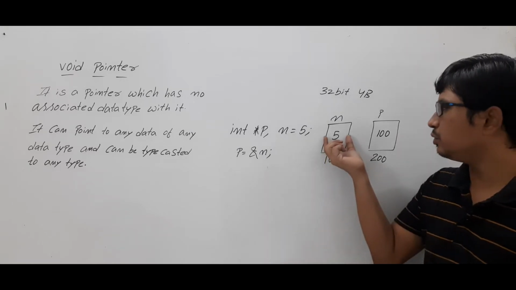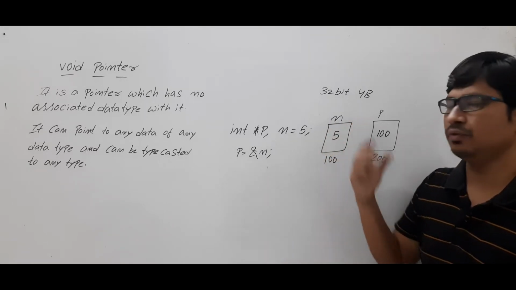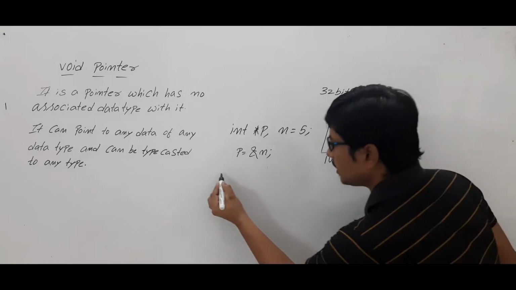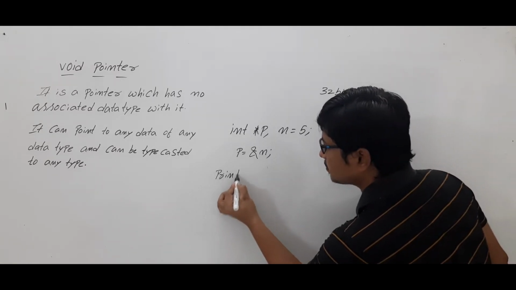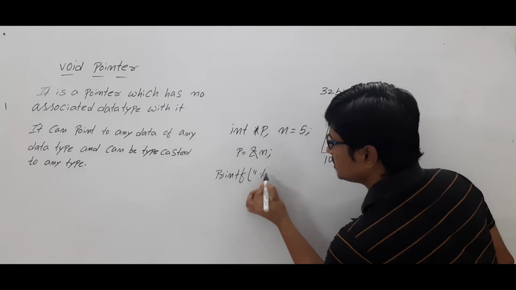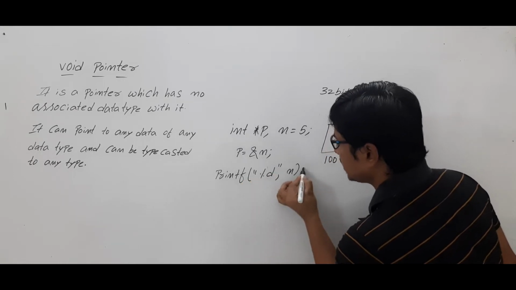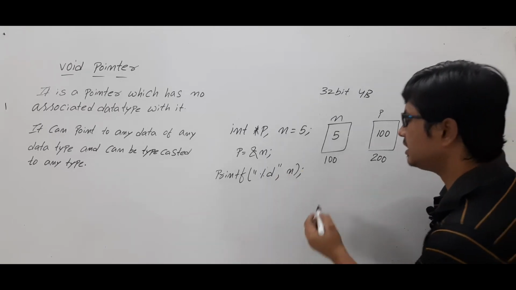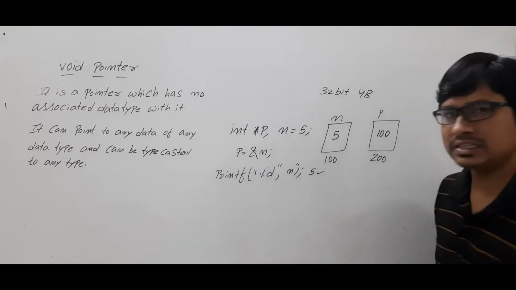If you want to know the value which is there in the variable n, we can do in two ways. One is that we can write a statement as printf("%d", n). Then whatever the value is there in this variable n will be displayed as an output. So it will give the value as 5.